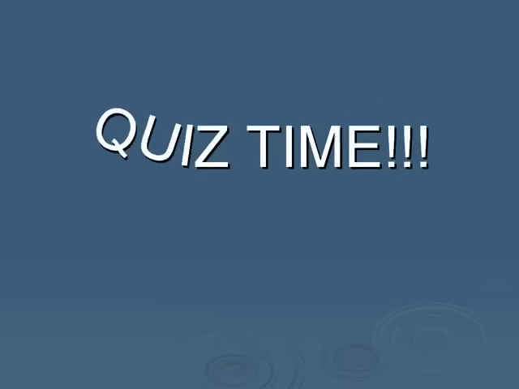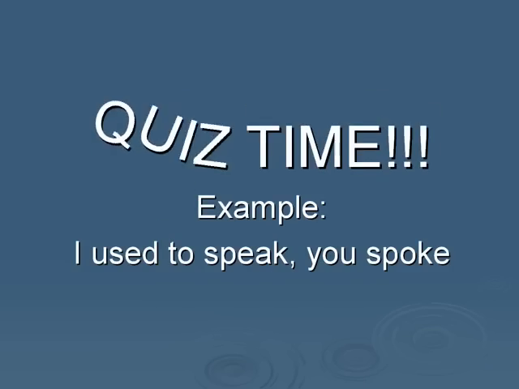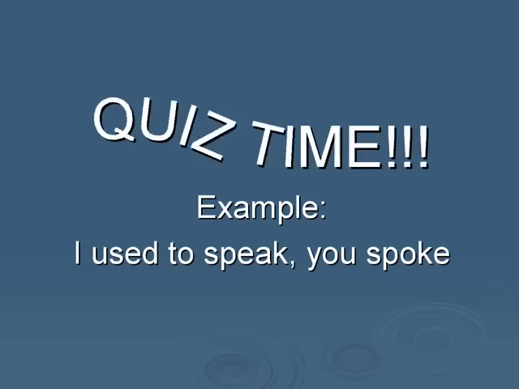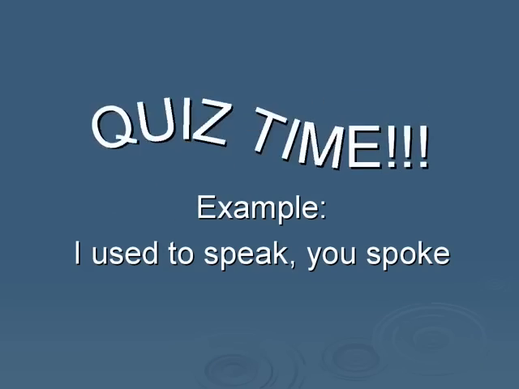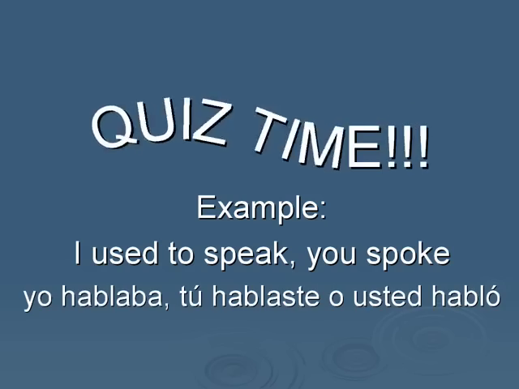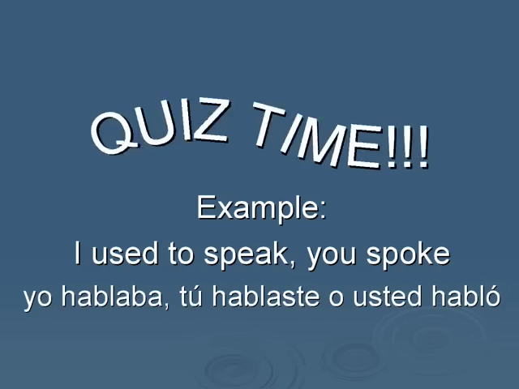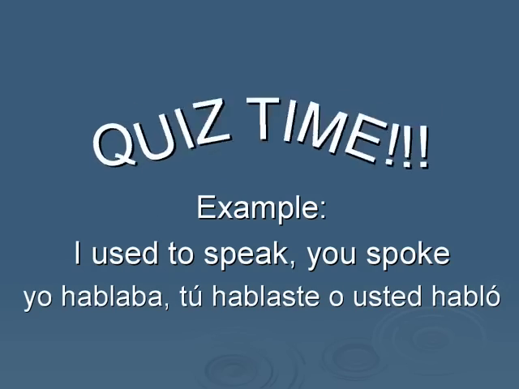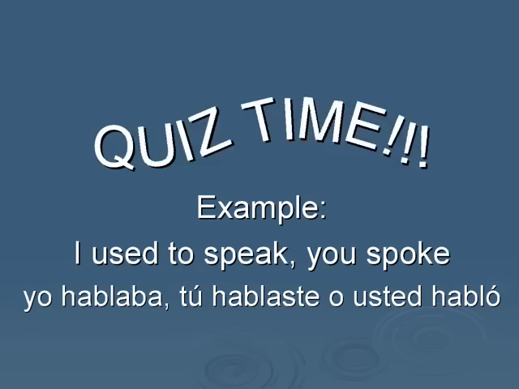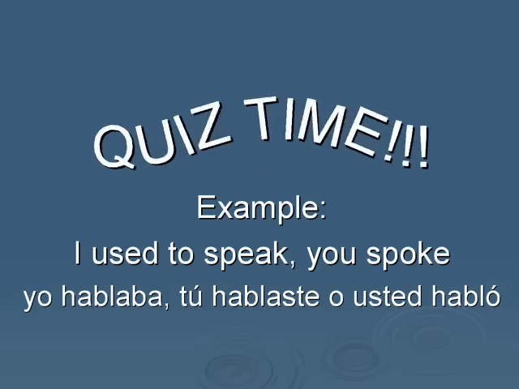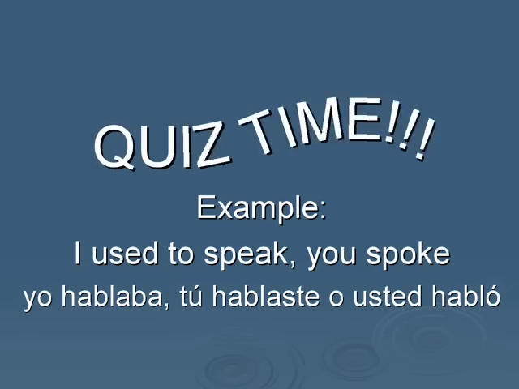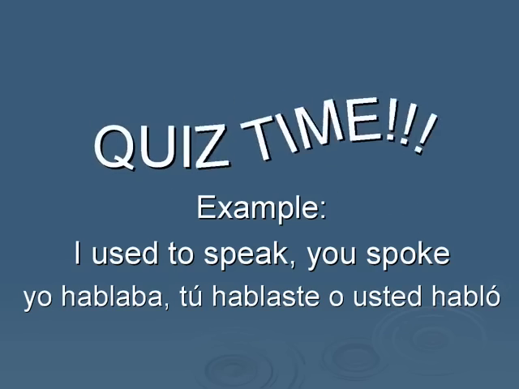So we're going to go over the quiz of 5 verbs that we're going to conjugate. An example would be: I used to speak, and you spoke. I'll give you some time, and then you will say yo hablaba, tú hablaste, o usted habló. There are going to be 2 answers for all the you questions. I want you to practice the formal and the familiar. Let's get started.